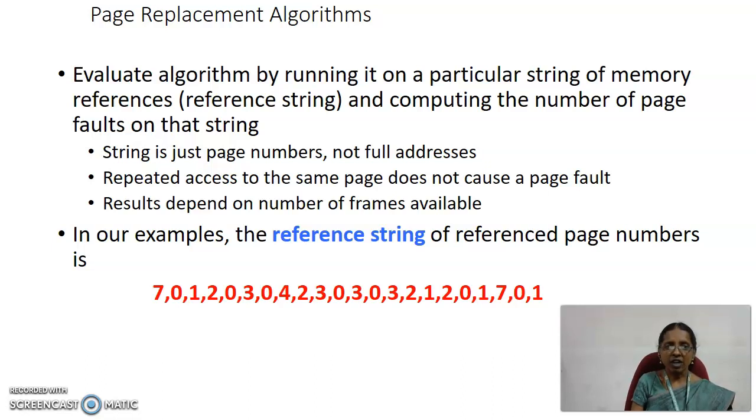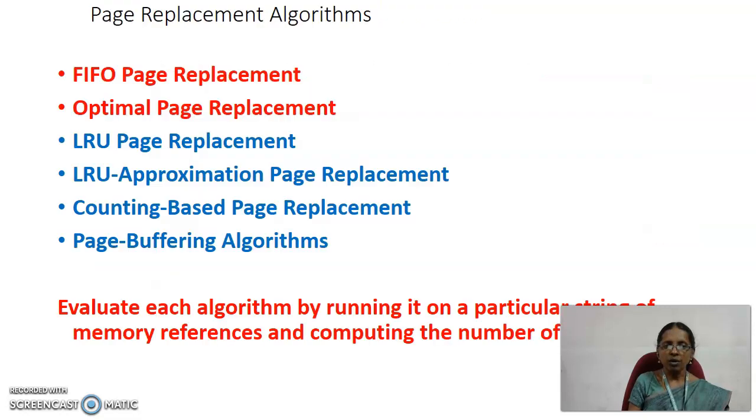So we are going to evaluate each and every page replacement algorithm by running this reference string. The reference string is nothing but a sequence of page numbers to be executed. So let us take this as the reference string. Now let us move on to the page replacement algorithms. We are going to discuss the first one, the First In, First Out page replacement algorithm.